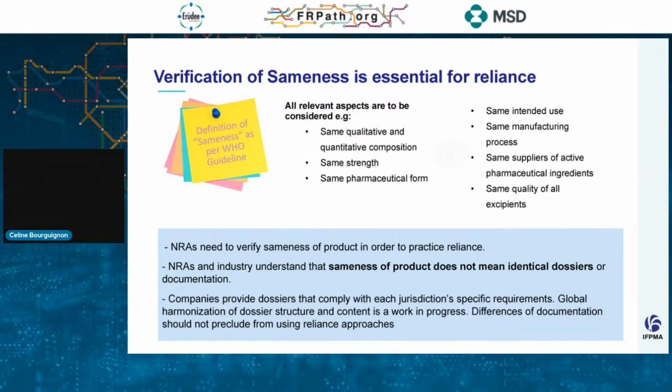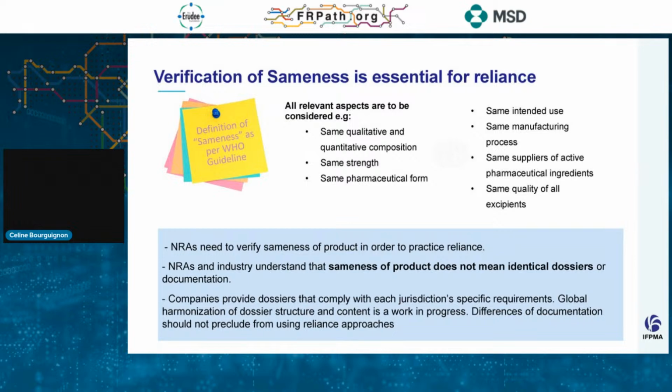Verification of sameness, right? What does it embed? Same qualitative, and it's the definition of sameness as per the WHO guideline. What relevant aspects are considered? Qualitative and quantitative composition, of course, strength, pharmaceutical form, intended use, manufacturing process, suppliers of active ingredients, and quality of all excipients. It's interesting that site is not being mentioned in this, although it is in the collaborative review procedure, as highlighted rightly by Charlie Preston.